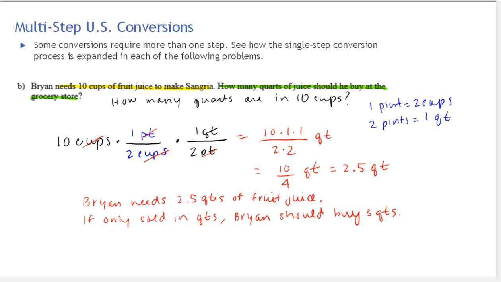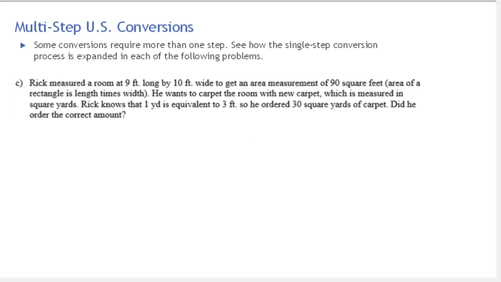Okay, let's look at the last one. Let's get a highlighter ready. This looks like a lot of words. Rick measured a room at 9 feet long by 10 feet wide to get an area measurement of 90 square feet. Okay. He wants to carpet the room with new carpet, which is measured in square yards. Okay. Rick knows that 1 yard is equivalent to 3 feet, so he ordered 30 square yards of carpet. And here's our question. Did he order the correct amount?